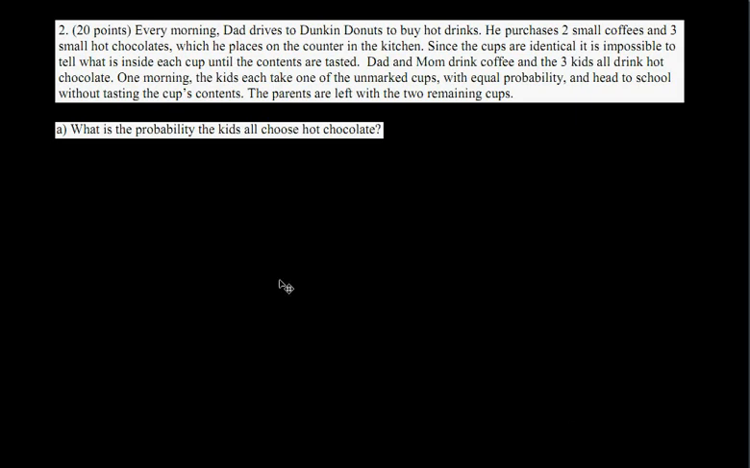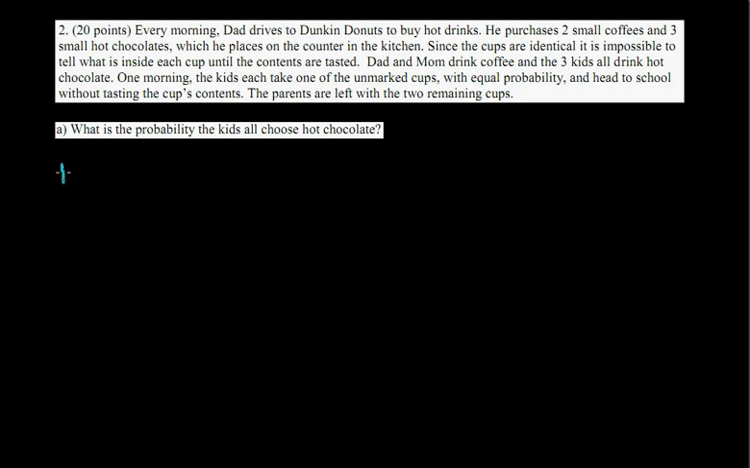In this video, we're going to work on parts A and B of question 2 on this year's midterm. The question starts out, we have 5 cups of beverage, and we have 2 coffees and 3 hot chocolates. So you have mom, dad, and 3 kids. The first question is, what is the probability that the kids choose hot chocolate? Remember, the kids are choosing before the parents.